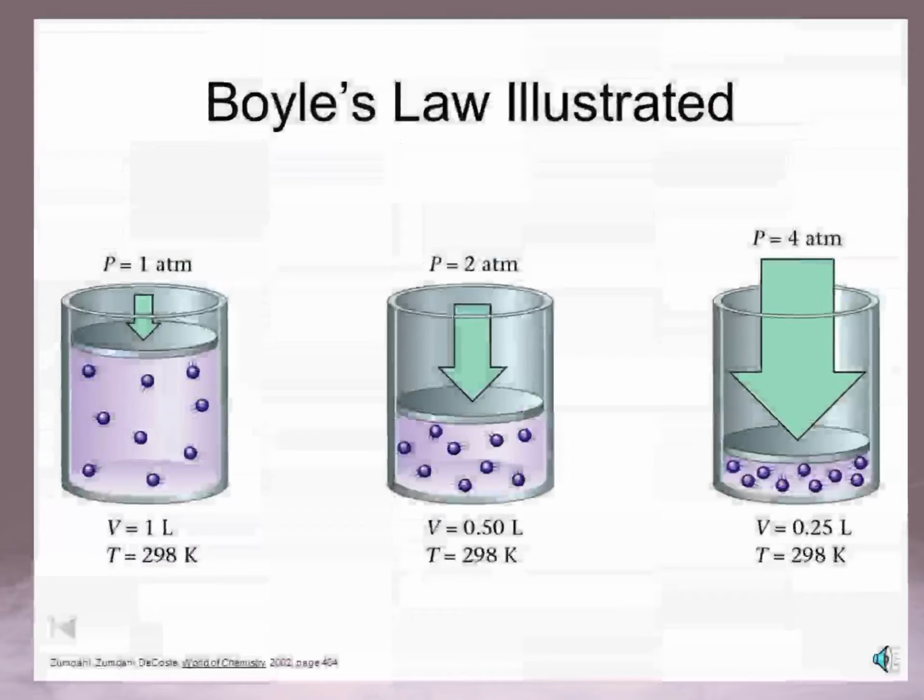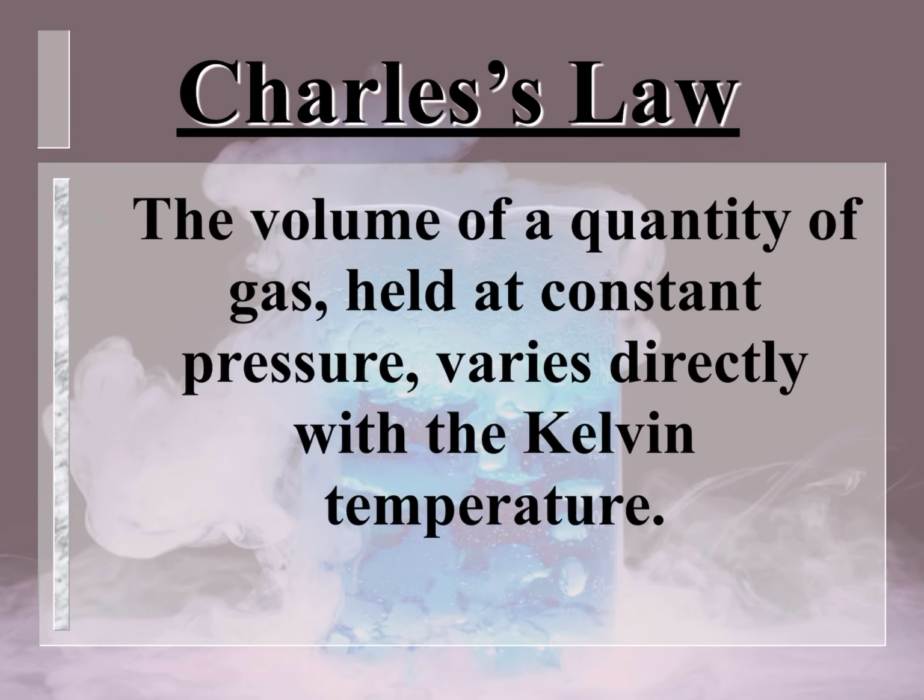But this is an algebraically inverse relationship. So if you go from a container of 1 liter to half a liter, then you're doubling the pressure from 1 atmosphere to 2 atmospheres. If you go to a container 1/4 the size, from 1 liter to 0.25 liters, like in the third diagram, now you're quadrupling the pressure from 1 atmosphere to 4 atmospheres.